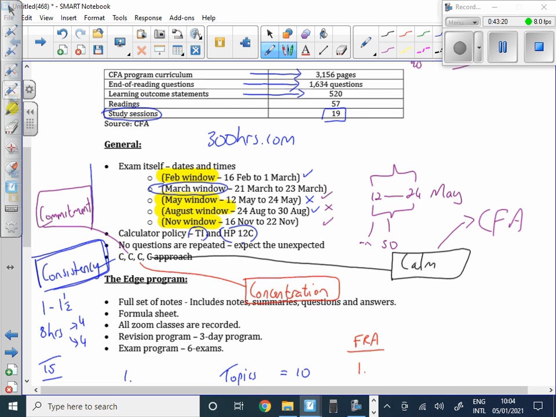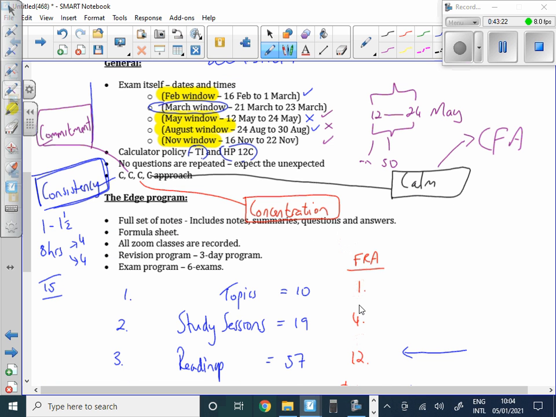Okay. And guys, the last little bit over here, which I want to focus on, is the actual EDGE program itself. Okay, we give you a full set of notes. It's got notes, summaries, it's got questions, checkers at the end of every chapter, every reading. It's got answers to those as well. We give you a formula sheet. Okay, at the end of the program, guys, we're going to go through a 3-day revision program, 6 exams at the end as well, which we provide to you as well. Okay. A ton of stuff.